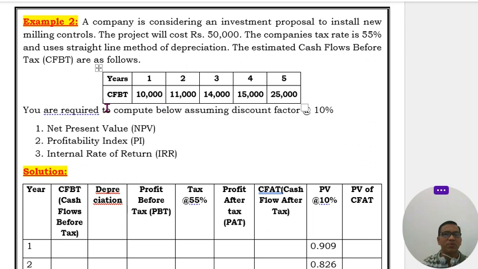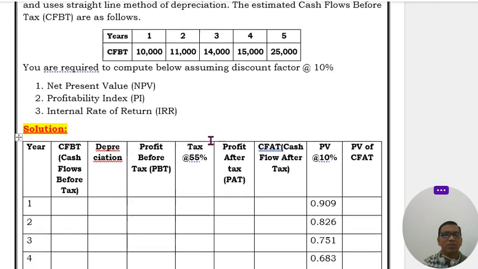You are required to compute the below, assuming discount factor 10%: NPV, PI and IRR. So in order to calculate NPV and PI, we need PV of cash flows after taxes. But we don't have cash flows after taxes. They gave in the question only cash flow before taxes. So first we prepare a table which converts CFBT into CFAT. So let us prepare the working notes table.